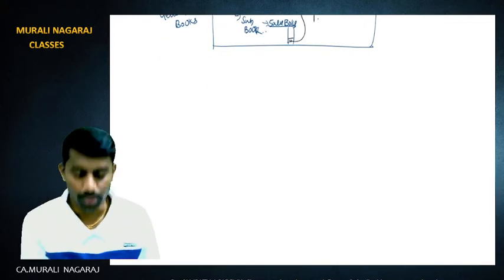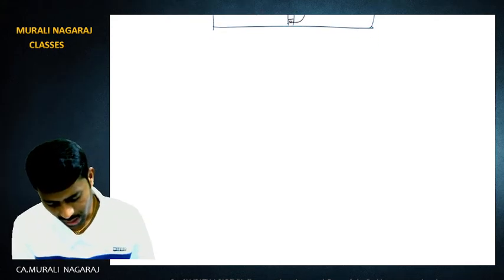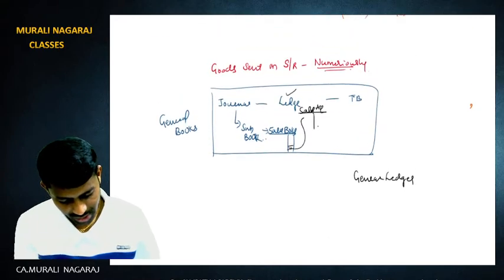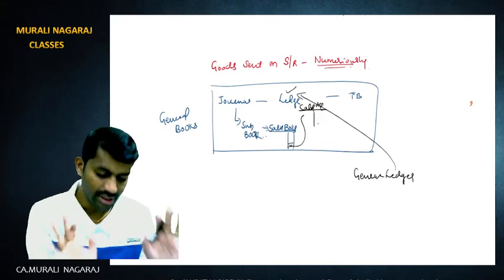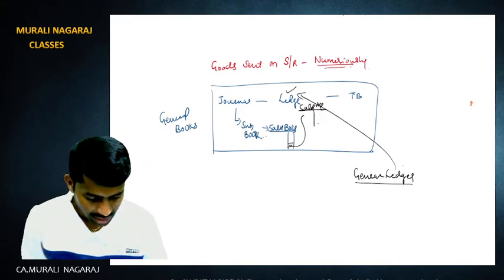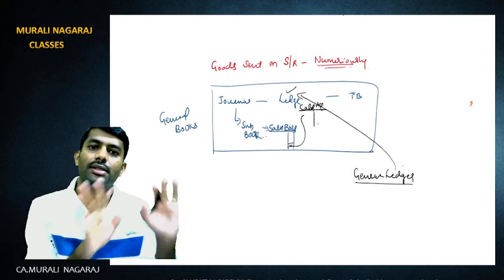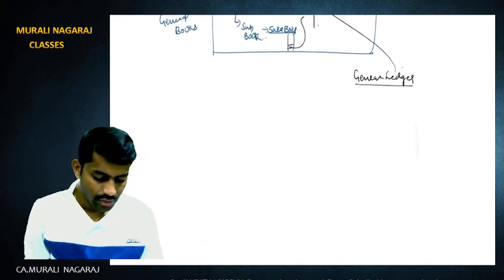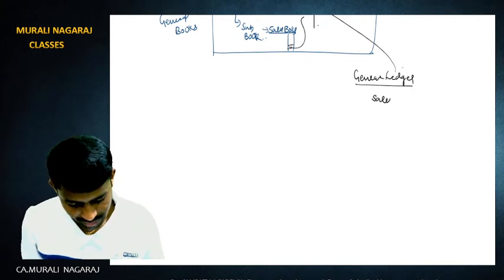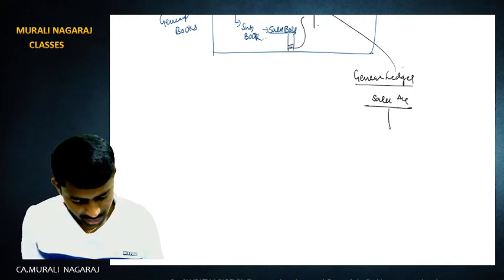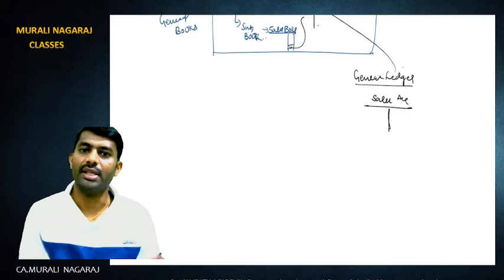I will keep two books. Look here, I have the general ledger, which is our normal books of accounts, the real principal book. In the general ledger, normally the sales account will be there, and the customers account also will be there as it is.